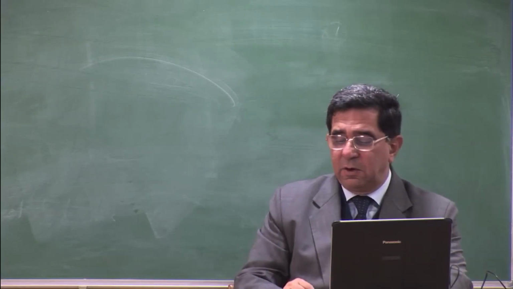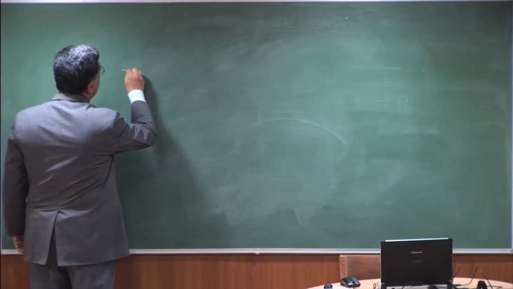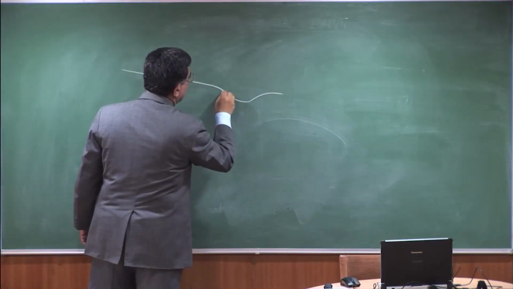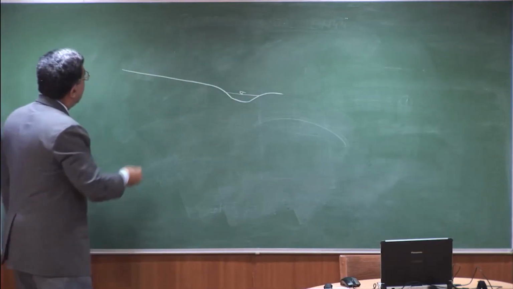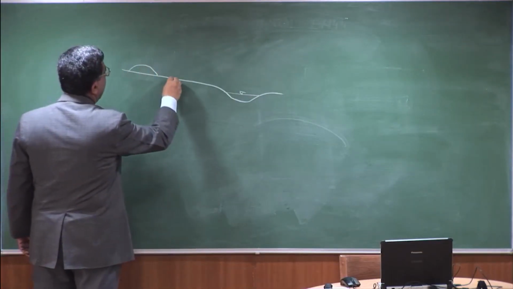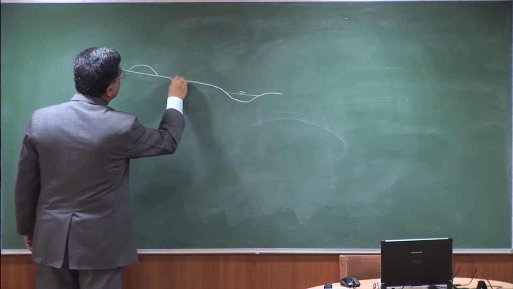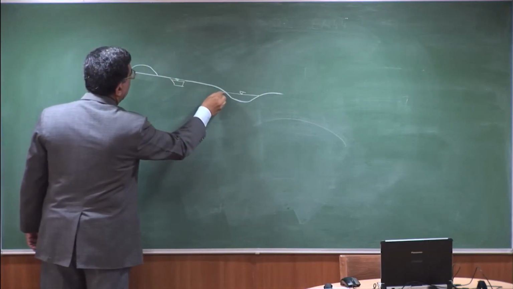So you will recall this diagram which we discussed last time, and just to make one more point, I said last time that cities are next to rivers or some water bodies, and that if I dispose some waste or if I have a pond with some not so nice liquid stored in it, then it can contaminate the groundwater.